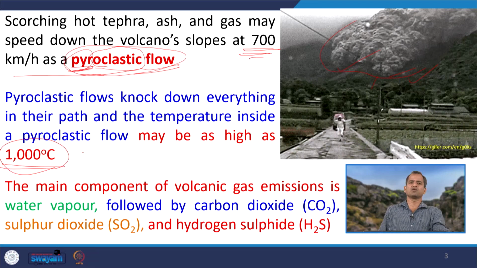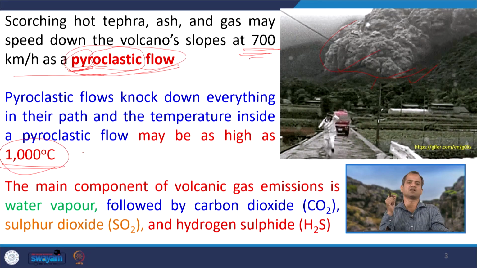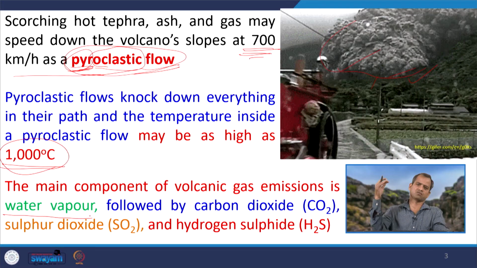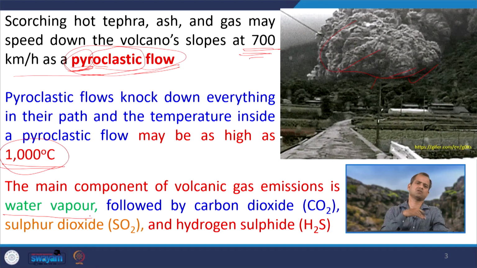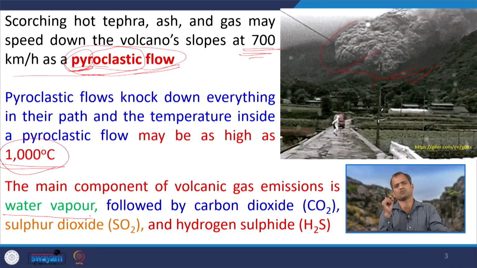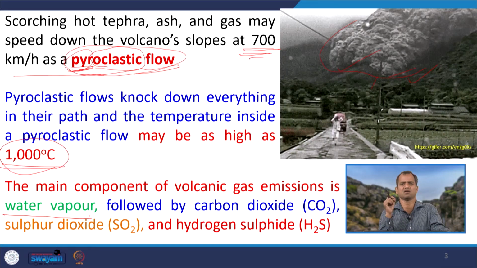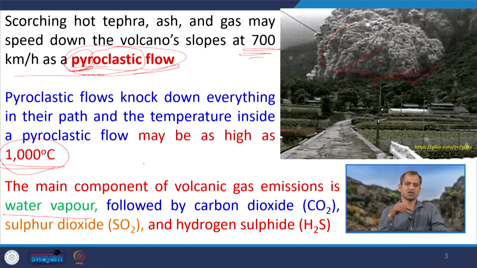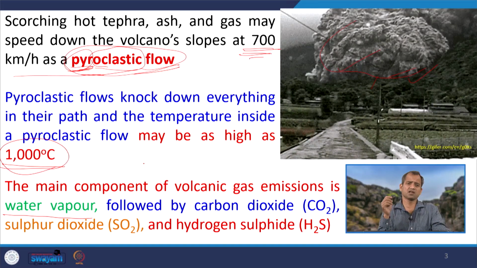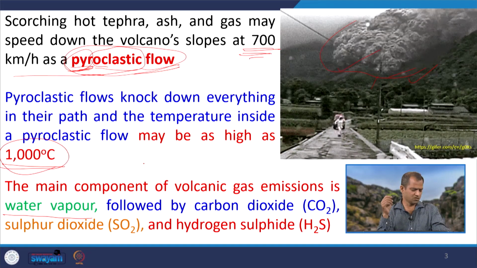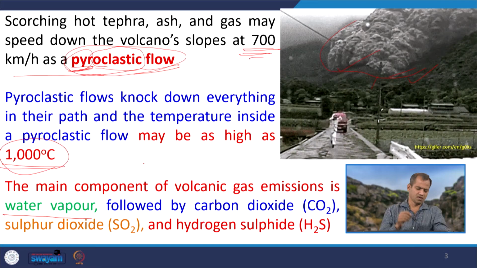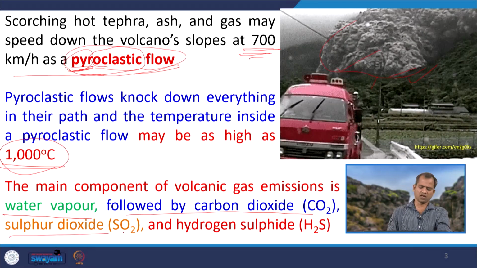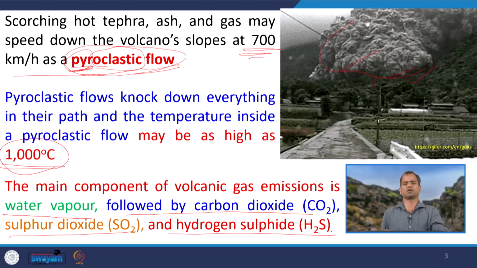The main component of volcanic gas is water vapor, which comes from the water in the pore spaces of sediment going down with the subducting rocks, and from clay minerals, which take water inside. This is followed by carbon dioxide, then sulfur dioxide and hydrogen sulfide.